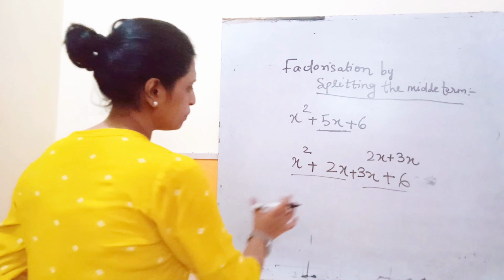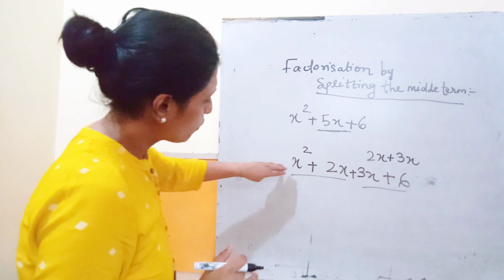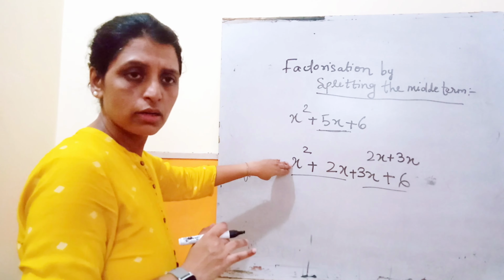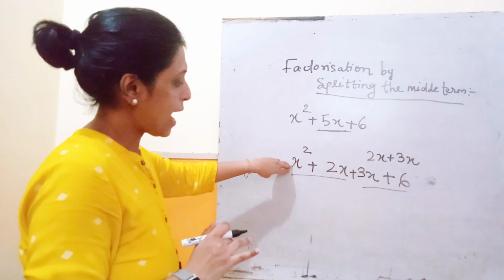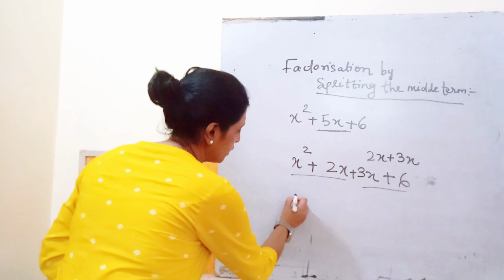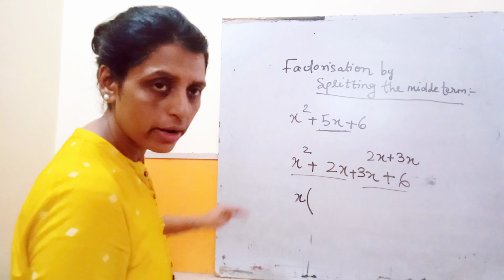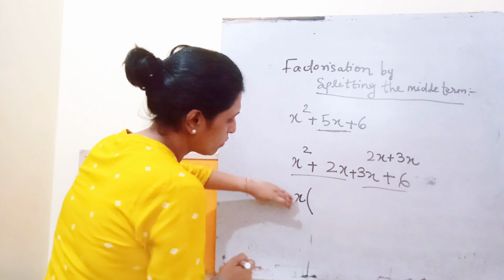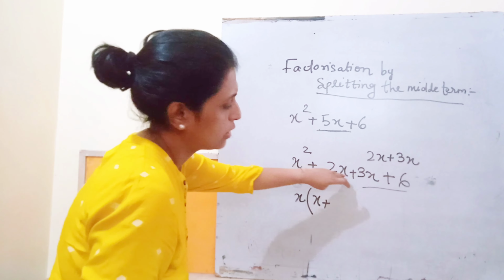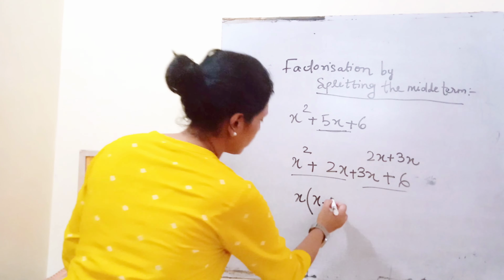Now x square plus 2x, this is the first pair. Now we will see what is common here. Here x square is there, and here only one x is present, so at least one x we can take common. So I'll take x as common, and what we are left with is x, because in x square we have taken one x as common, plus 2, because out of 2x we have taken x as common.